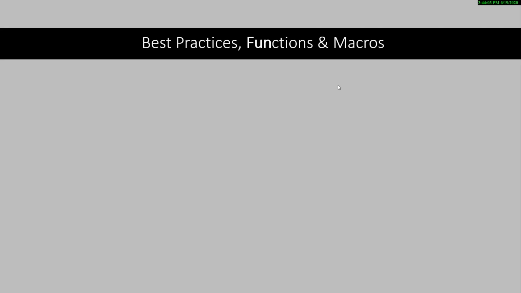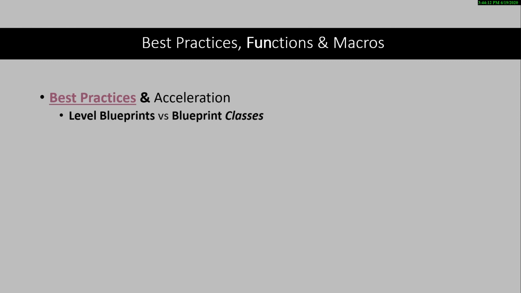In this next lesson, we're going to talk best practices, functions, and macros. So let's get started here. Best practices and acceleration. Where you're really going to start to see a lot of extra power is when you start using Blueprint classes, and we're going to save that for the next section of blueprints. But for now, we're going to talk about functions and macros, and they're really a great segue into Blueprint classes. Some of the same concepts exist, especially in terms of reusability.